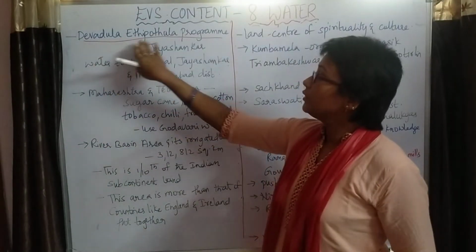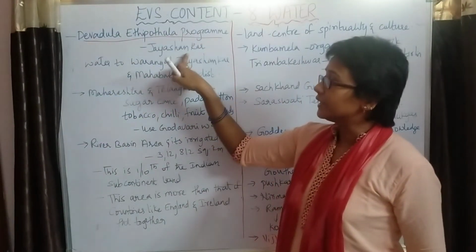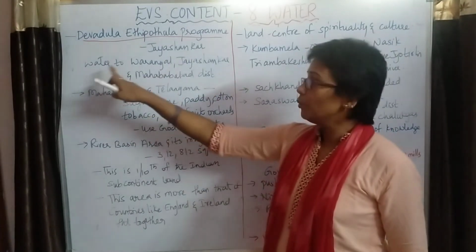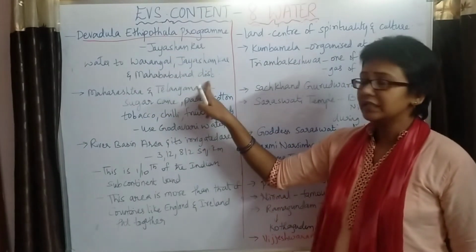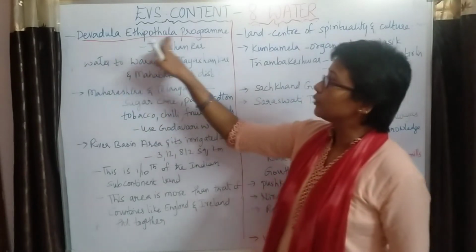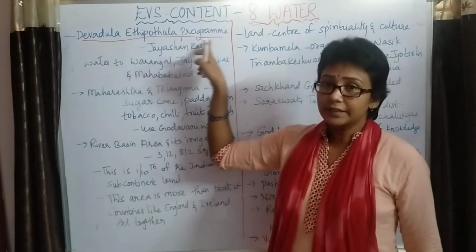Next, the Devadula Etipotala program in Jayashankar district will supply water to Warangal, Jayashankar and Mahabubabad districts.